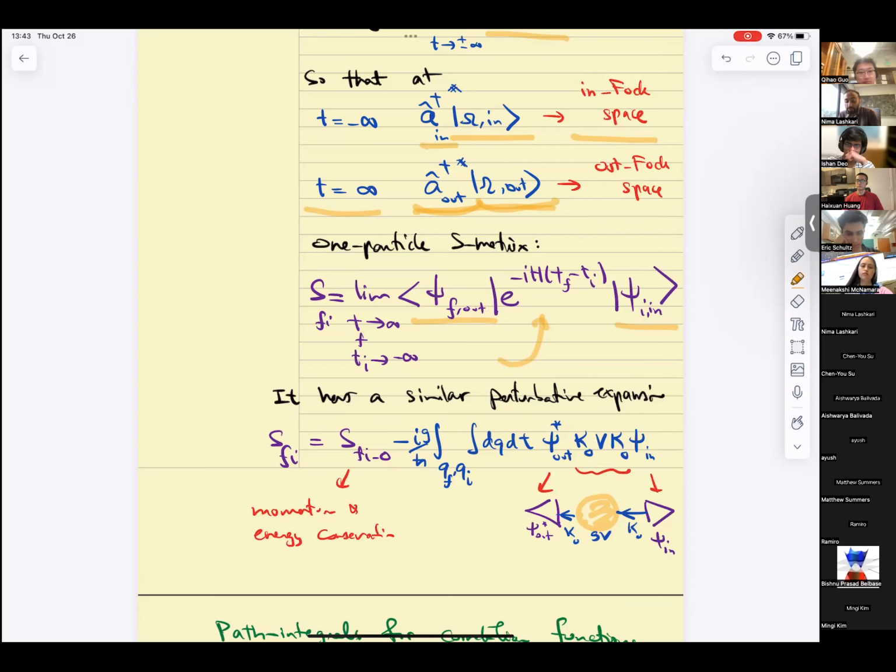Good. So, and then you take the limit of T_F and T_I going to minus infinity plus infinity. That is the object that's called the S matrix. So let's just pause and think about this for a second. It's important that the definition of the S matrix clicks.